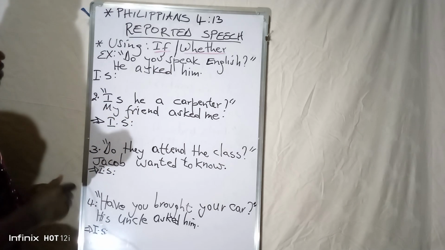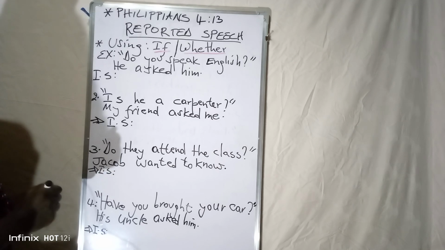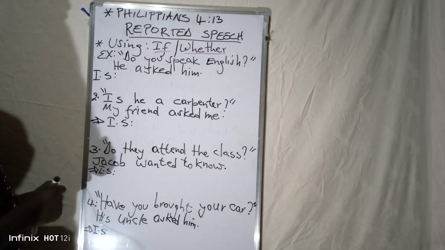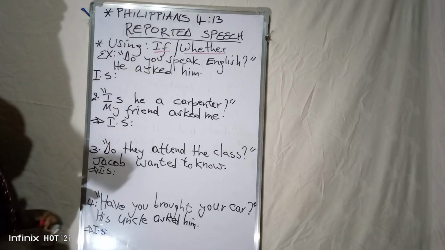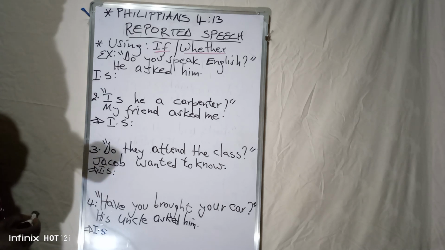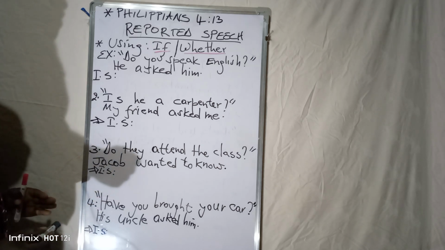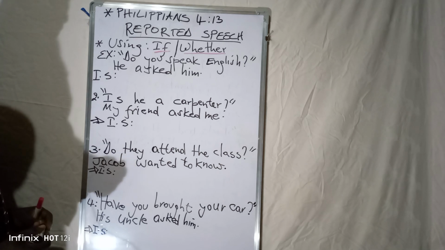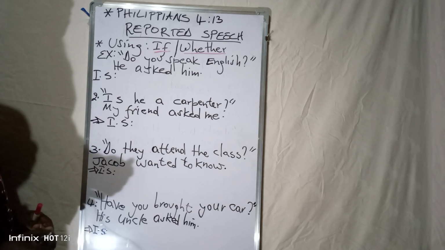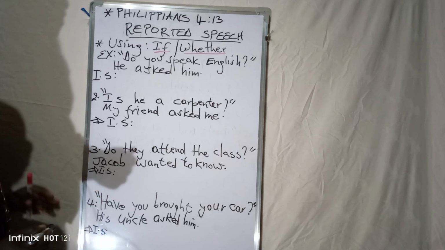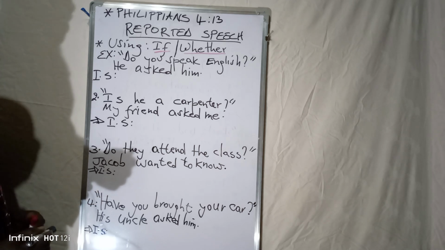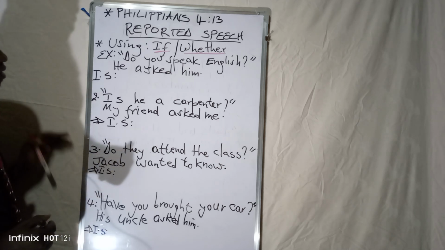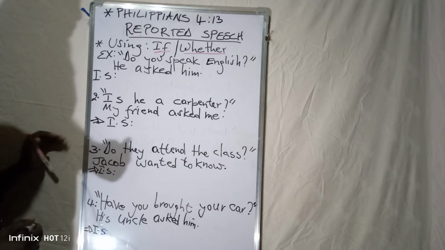So let's begin our lesson today, which is reported speech. This one is reported speech part 3. Here we are going to talk about how to use if or whether. This one is used for those questions that start with the helping verbs or auxiliary verbs. We normally know that there are 3 main auxiliary verbs: to have, to be, to do. The others are modal verbs, right? So now let's see the examples that we have.